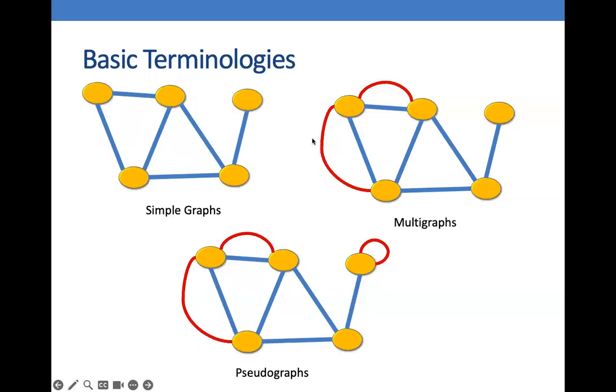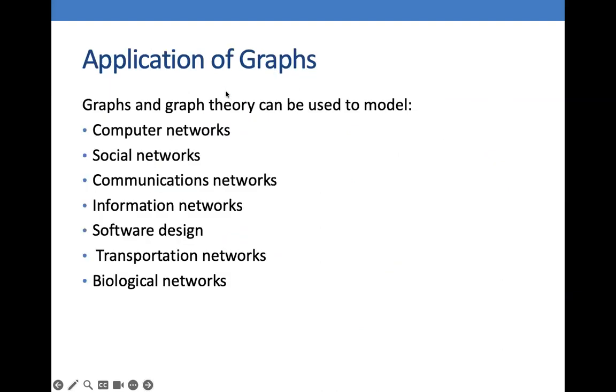Now, these are just simplified, we put all the graphs on one page so we can see the differences. All right. Now let's move on to the application of graphs. Graphs and graph theory can be used to model computer networks, social networks, communication networks, information networks, software design, transportation networks, as well as biological networks.